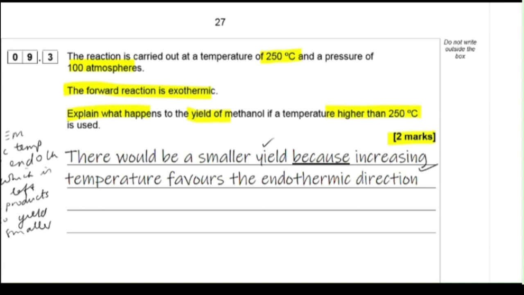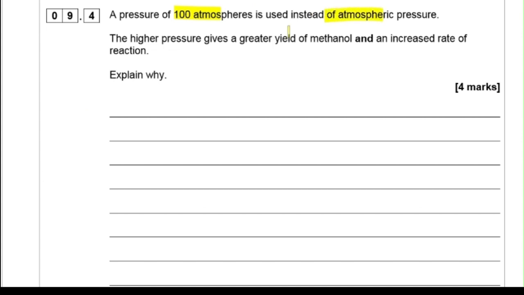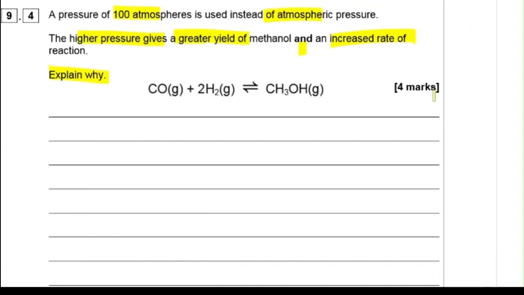Question 9.4. A pressure of 100 atmospheres is used instead of atmospheric pressure. The higher pressure gives a greater yield of methanol and an increased rate of reaction. Explain why, for 4 marks. So this is the equation from back in the question here, and we can see that we've got on the left-hand side 1 mole of carbon monoxide and 2 moles of hydrogen, giving us 3 moles in total. On the right-hand side, we've only got 1 mole.